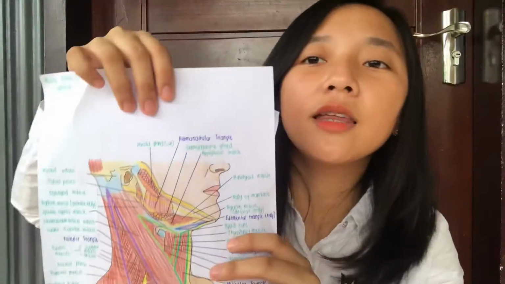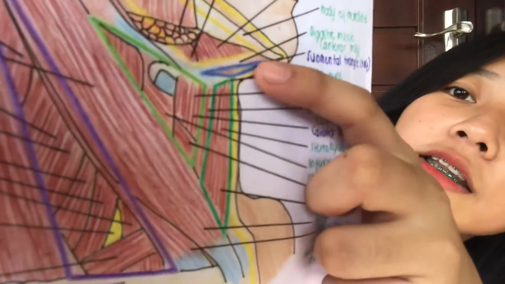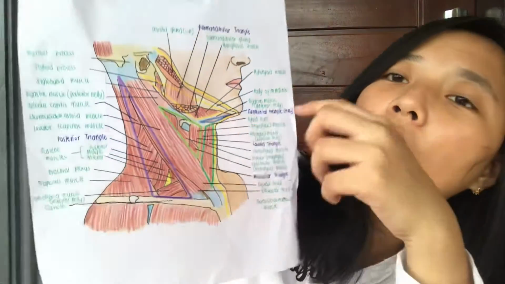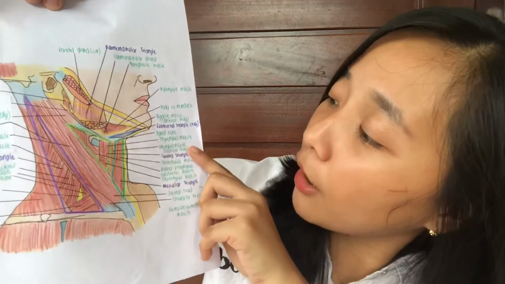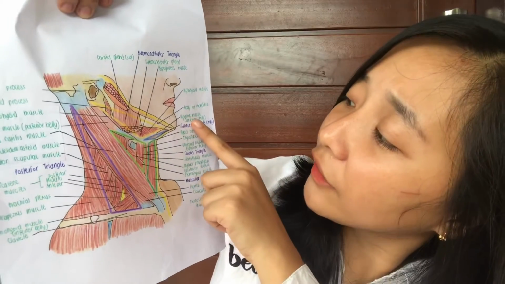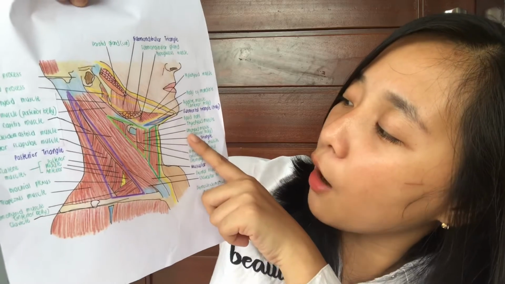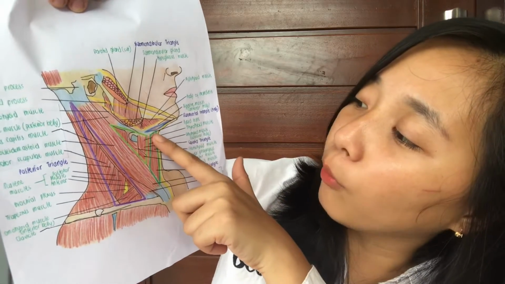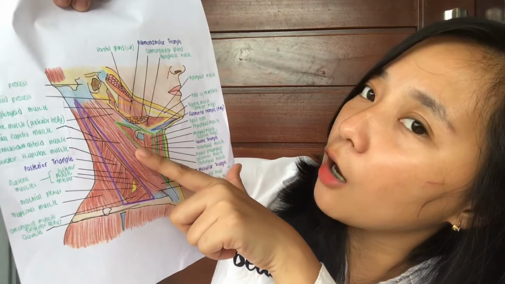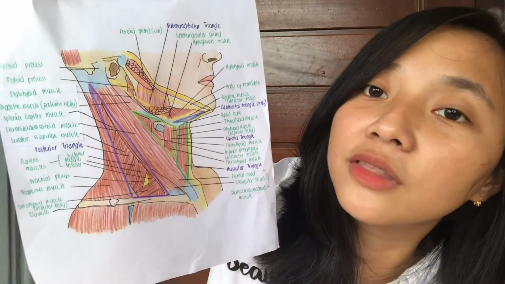Now proceed with the submental triangle. So it is just located here. So the submental triangle is bounded laterally by the anterior belly of the digastric muscle. It is bounded posteriorly by the hyoid bone, and its general boundary is the midline of the neck.